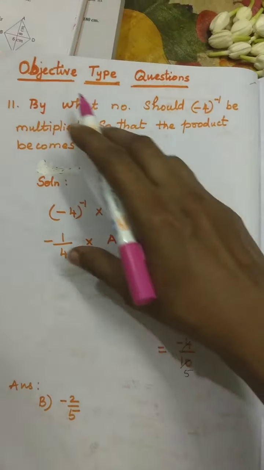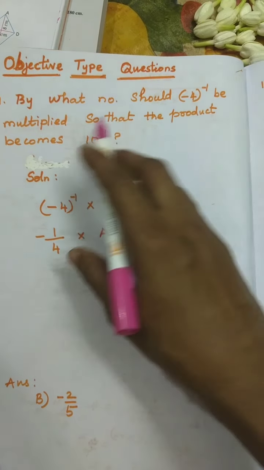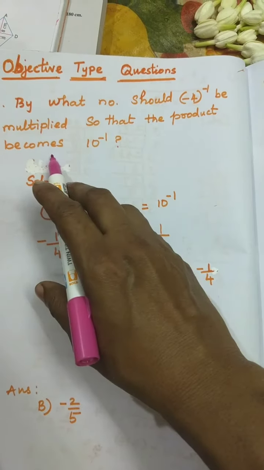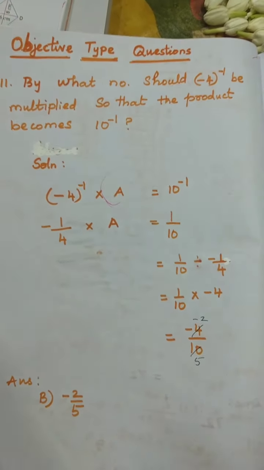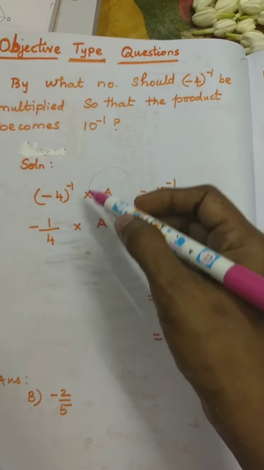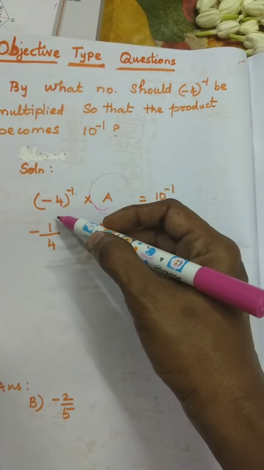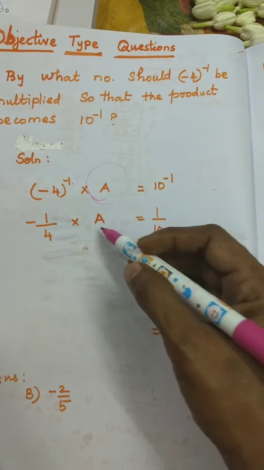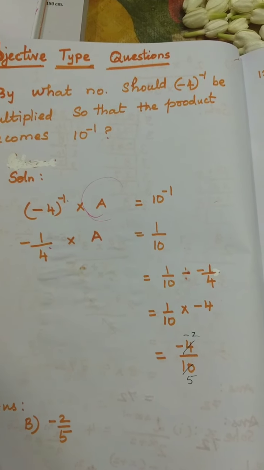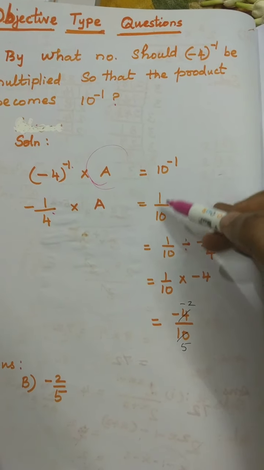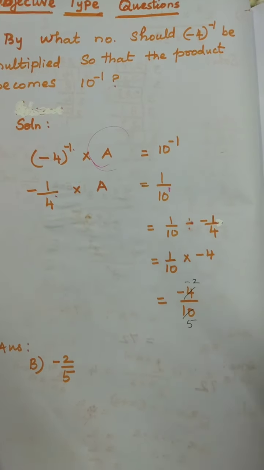Okay. Then objective type question. By what number should minus 4 the whole power 1 be multiplied so that the product becomes 10 power minus 1? By what number? You can take that number as a. Minus 4 the whole power minus 1 into a equal 10 power minus 1. You have to make the power positive. So minus 1 by 4, the power 1 will come. Into a is equal to 1 by 10 power 1. You have brought the negative to the positive.